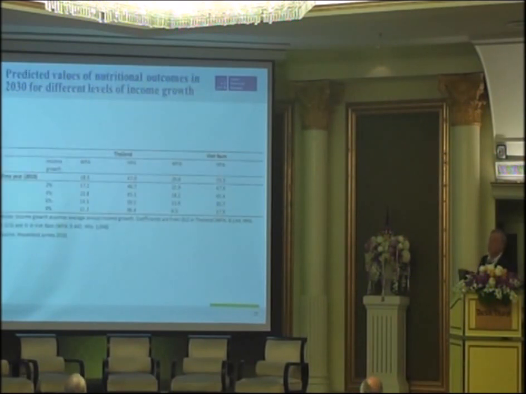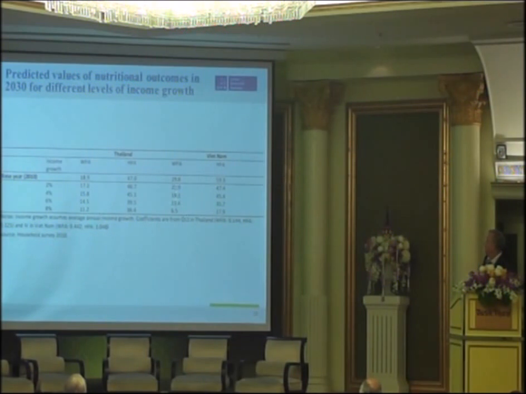Then we used these rather imperfect model results and said, okay, let's speculate. ADB wanted that in any case. They wanted their 2030 target, and then we said, let's work with different income growth scenarios, 2, 4, 6, 8% per year. What would that do to the different nutrition outcome indicators for Thailand and for Vietnam? We just do weight for age and height for age. Height for age, I didn't mention the data before, where the share below standard is much higher than for weight for age.